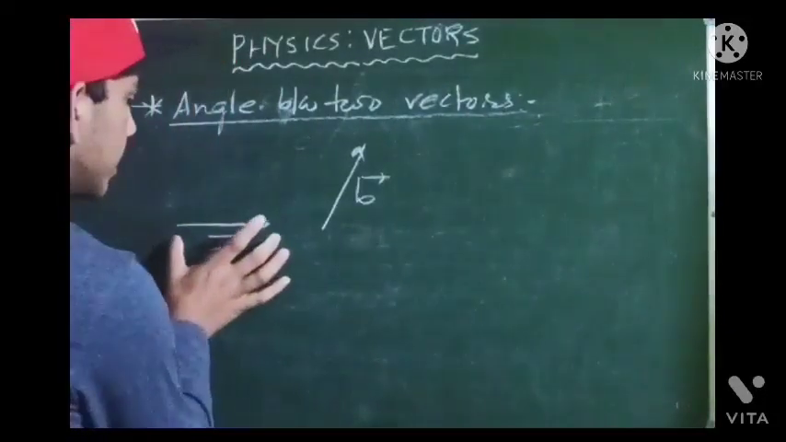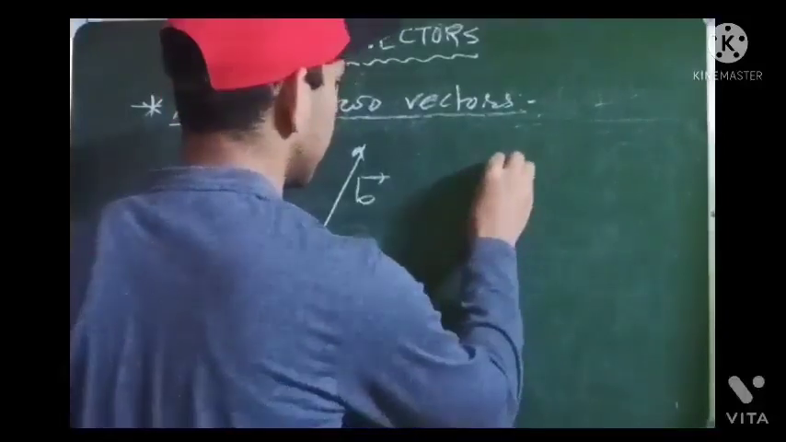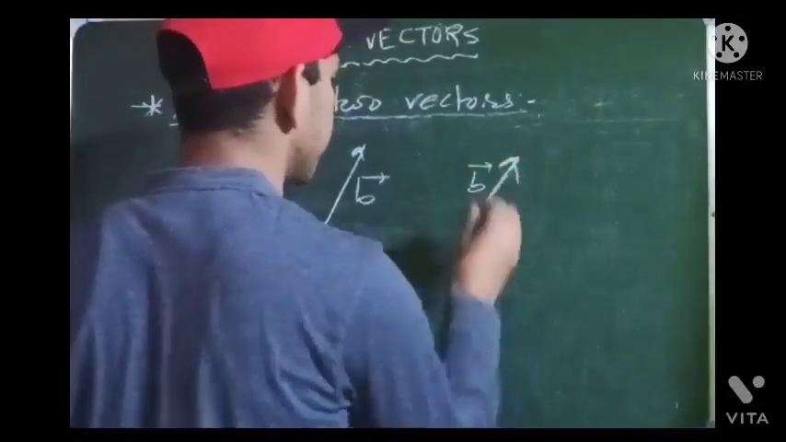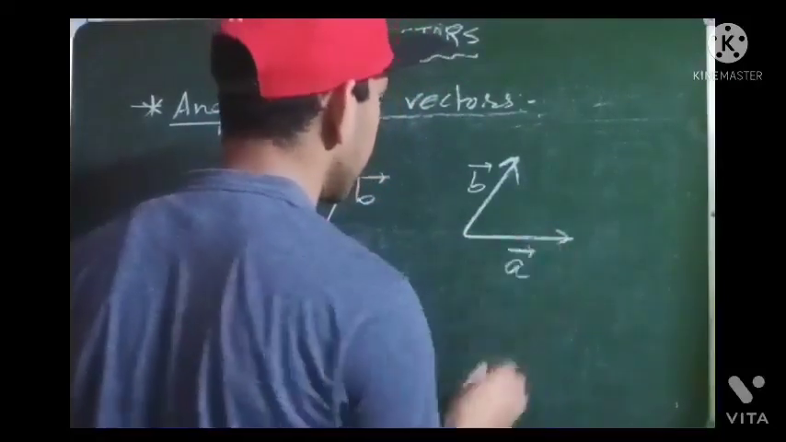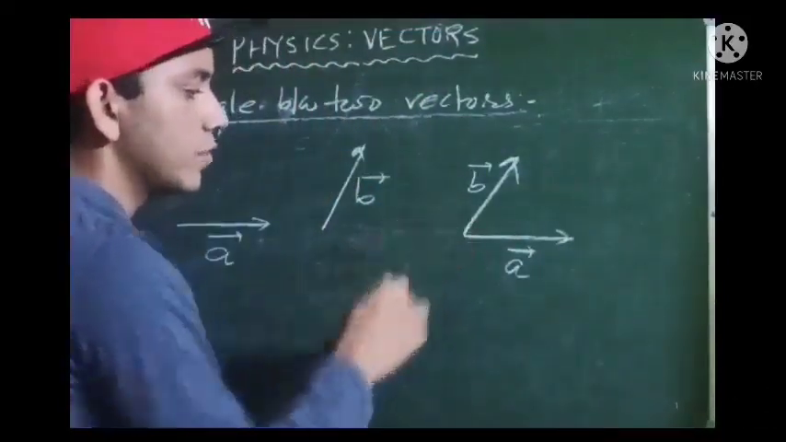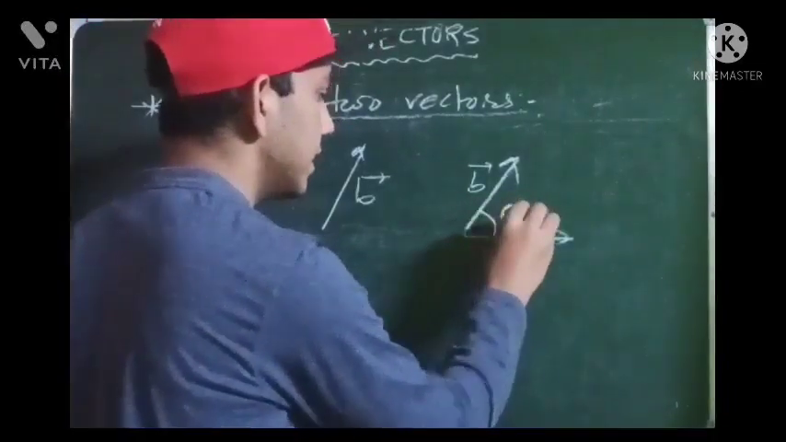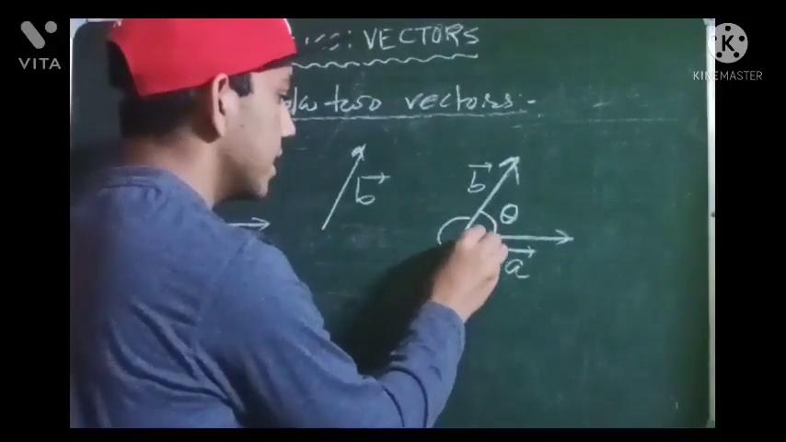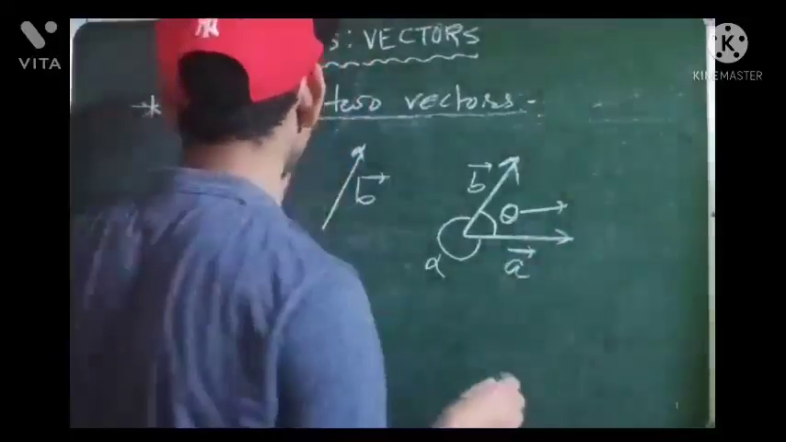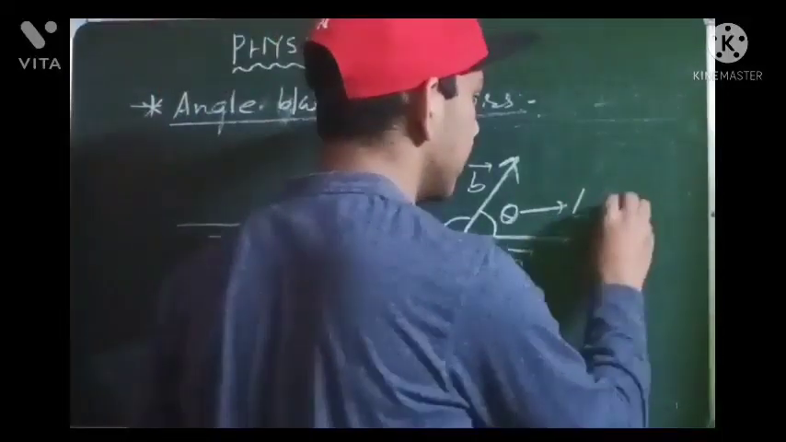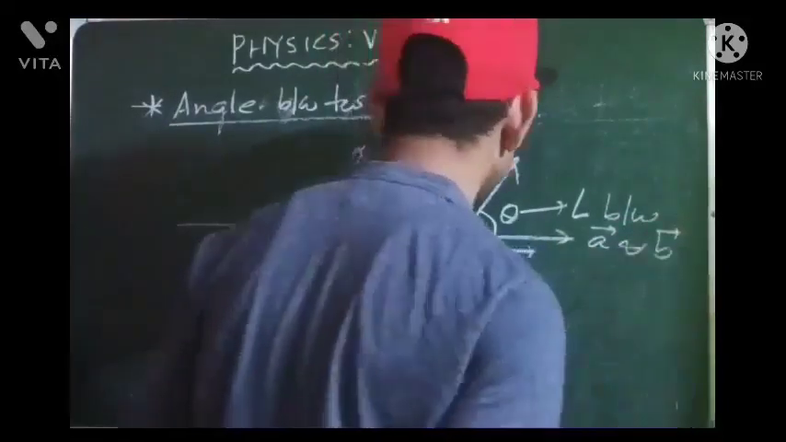So let us suppose we move this vector parallel to itself, then the resultant, this is B vector and this is A vector. Both the tails of the two vectors are coinciding, and this angle is the smallest angle theta, and this is the larger angle alpha. Here theta is known as the angle between the two vectors, the angle between A vector and B vector.